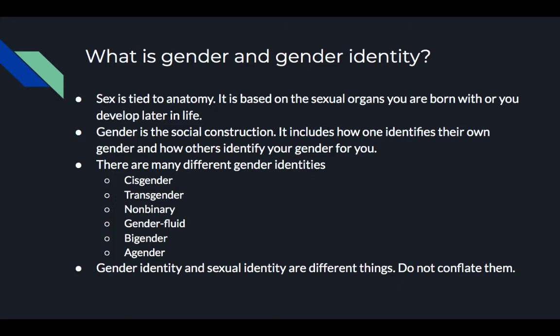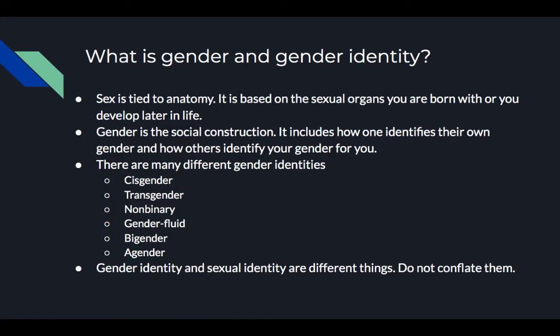And there's a variety of different gender identities. There's cisgender, which is when your gender identity matches the anatomy that you were born with and your sexual assignment at birth. Transgender is when you identify as the opposite gender of the sexual anatomy that you were born with. Non-binary, meaning you're not feeling tied to either one gender or the other.